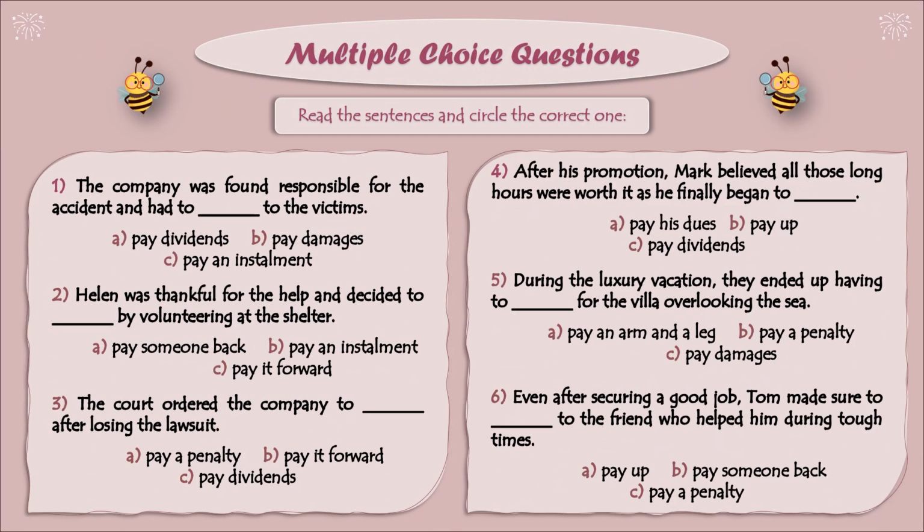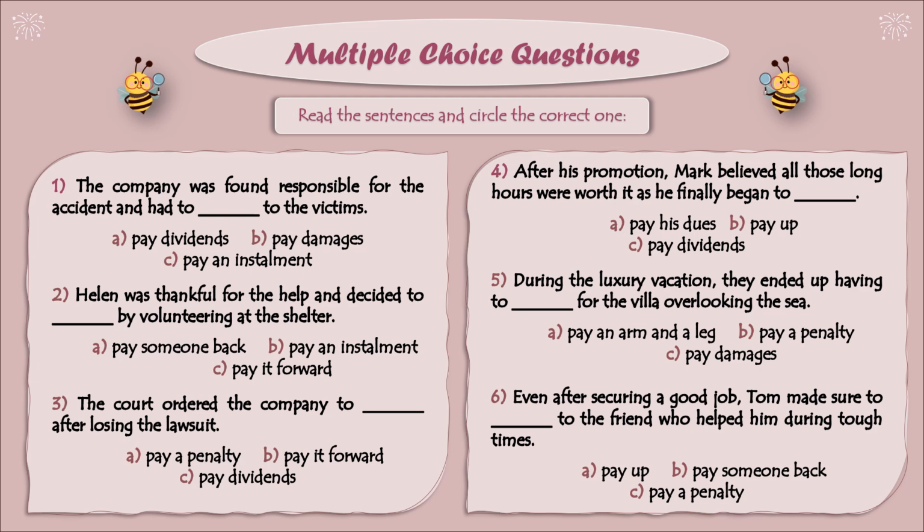Multiple choice questions. Read the sentences and circle the correct one. 1. The company was found responsible for the accident and had to blank to the victims. A. Pay dividends. B. Pay damages. C. Pay an installment.